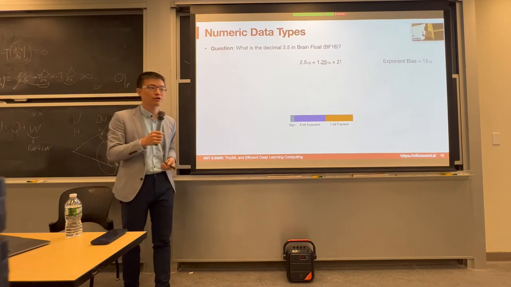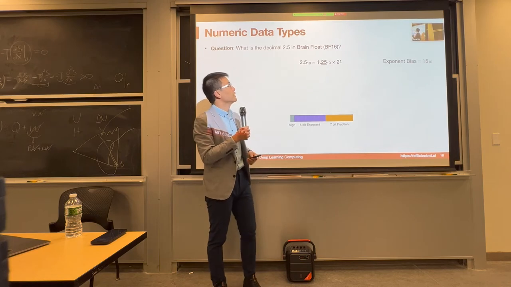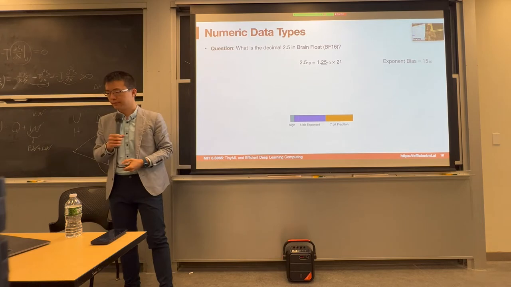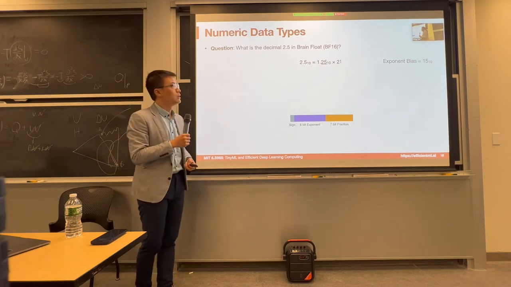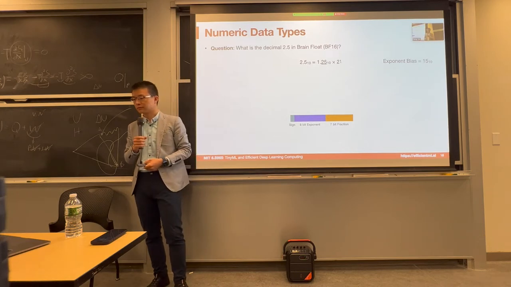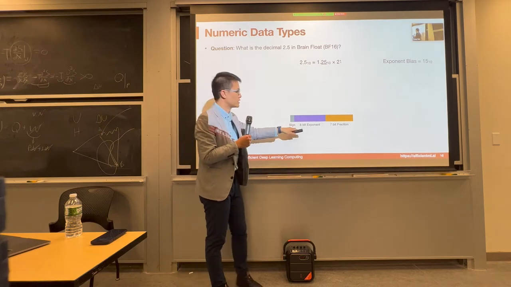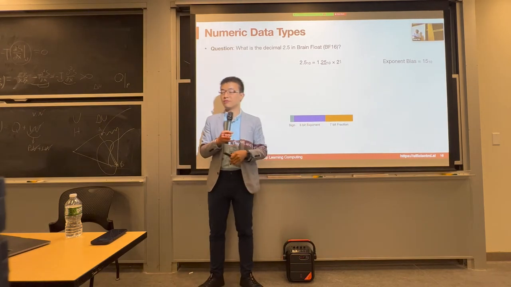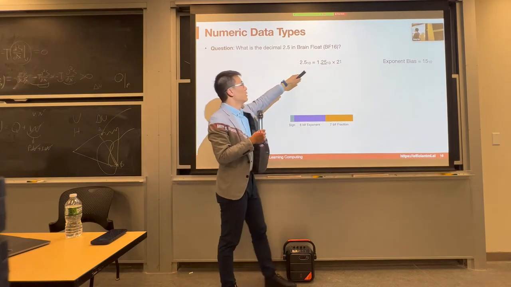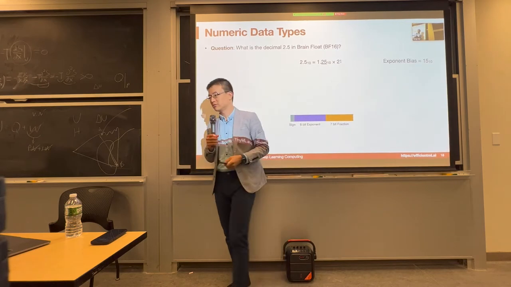So let's do another, reverse exercise. What is the decimal 2.5 in brain float? In brain float 16, we have 1 sign bit, 8 bits of exponent, and 7 bits of fraction, and we always want to decompose it as 1.something, which is 1.25 times 2 to the power of 1.